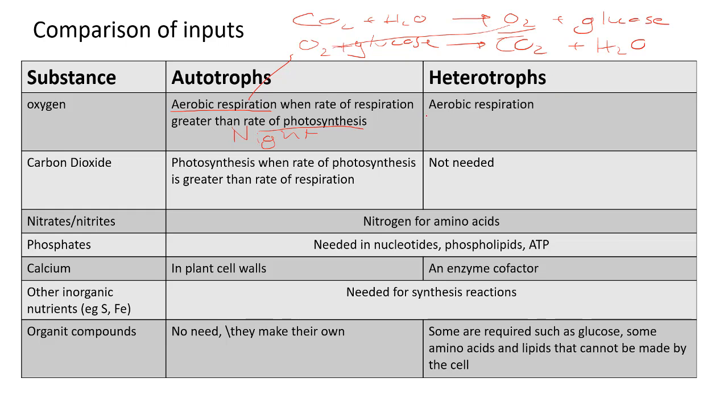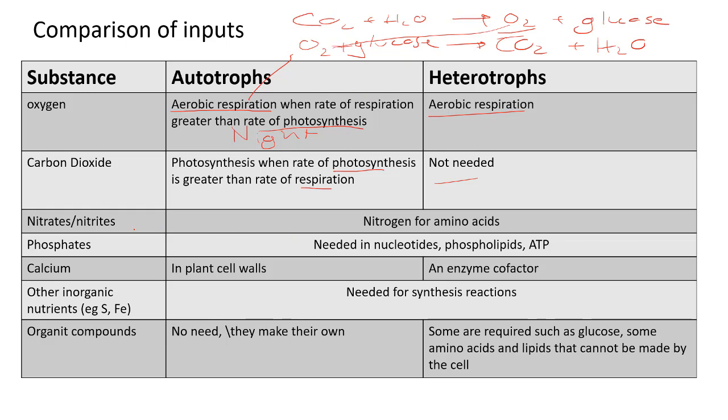On the other hand, we always need oxygen. We're always doing aerobic respiration and we don't get to photosynthesize. Carbon dioxide. Autotrophs need carbon dioxide during the daytime when they're doing photosynthesis. During the daytime, photosynthesis is greater than respiration, so they've got an excess of oxygen, but they're running low on carbon dioxide. We really don't want carbon dioxide at all. In fact, we can't breathe it. If we are stuck in a room full of carbon dioxide, we will die.